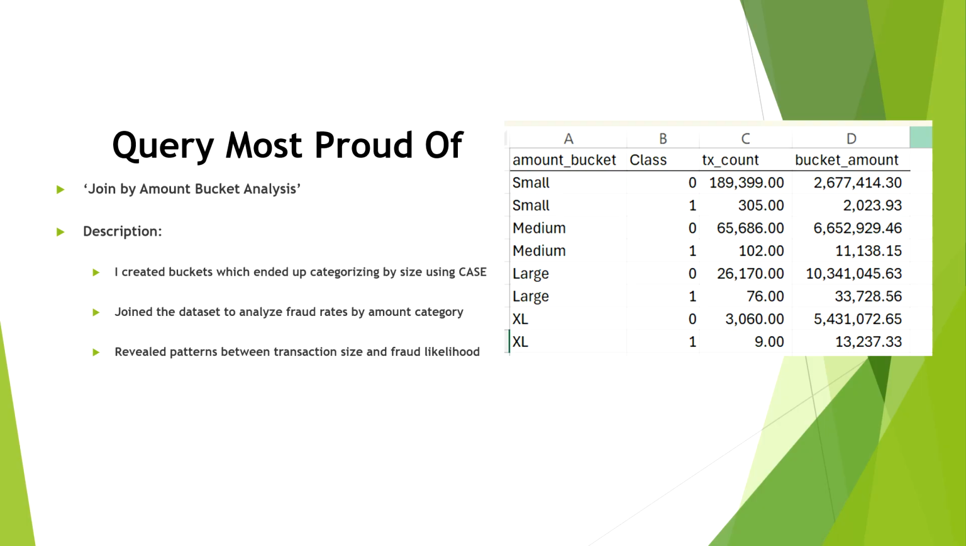For this project, the query that I'm most proud of is my join by amount bucket analysis. For this part, I created spending buckets: small, medium, large, and extra large, by using a case statement to categorize each transaction based on its amount. Once the buckets were created, I joined them back into the dataset so I could compare the transaction size against the fraud label. This gave me a really clear picture of how different transaction sizes behave.